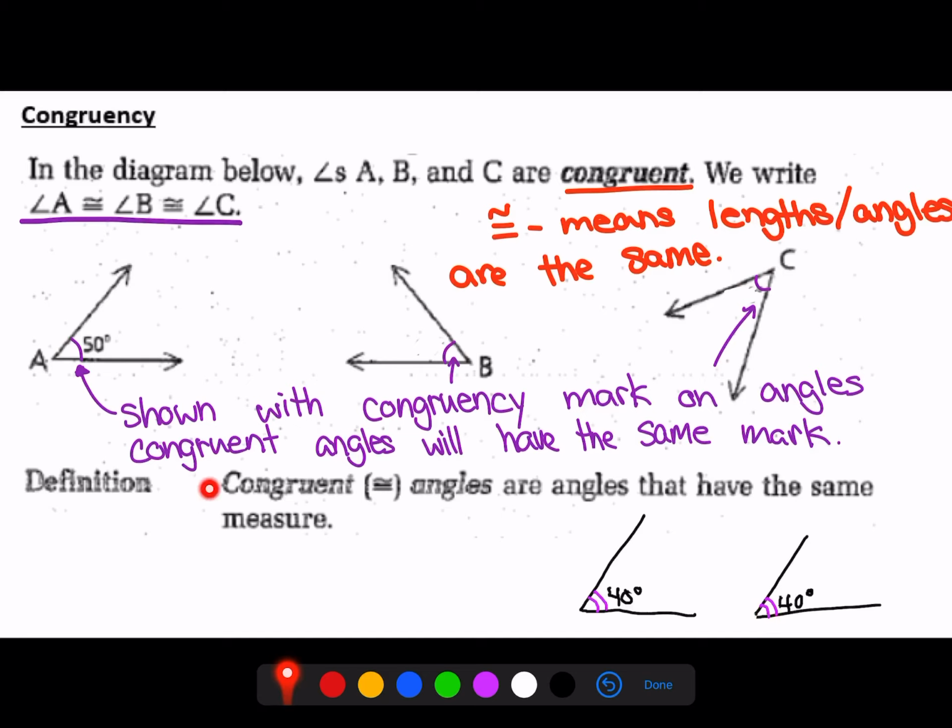And again, congruent angles are angles that have the same measure. This symbol is our congruency symbol, so make sure that you get used to it. It's just an equal sign with a squiggly line over the top. That's how you'll be able to always tell that something is congruent.